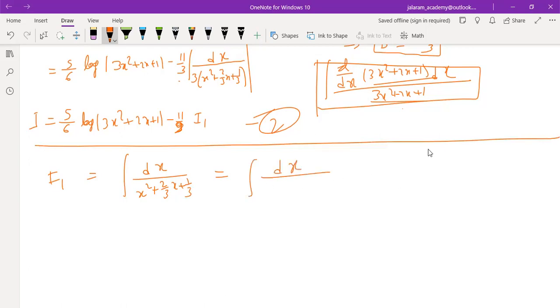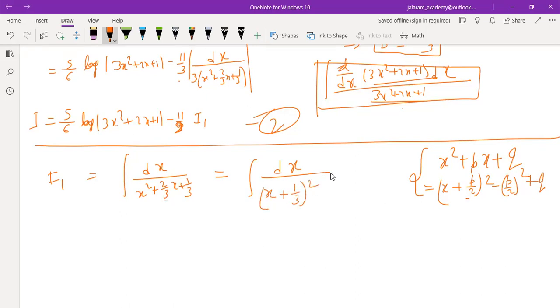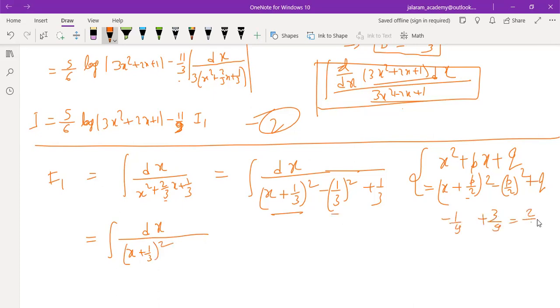which is dx upon, change it to a perfect square using the general form. I have told you x square plus px plus q can be generalized as x plus p by 2 whole square minus p by 2 whole square plus q. So here p is 2 by 3, so p by 2 is 1 by 3: x plus 1 by 3 whole square minus 1 by 3 whole square plus 1 by 3. So it is dx upon x plus 1 by 3 whole square minus 1 by 9 plus 1 by 3, which means 3 by 9, equals 2 by 9.